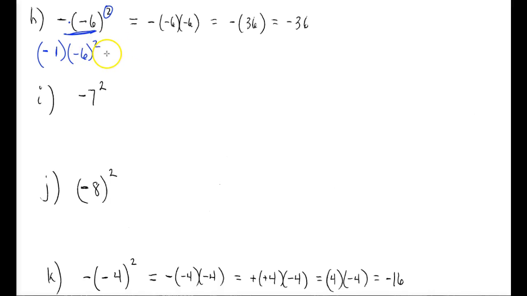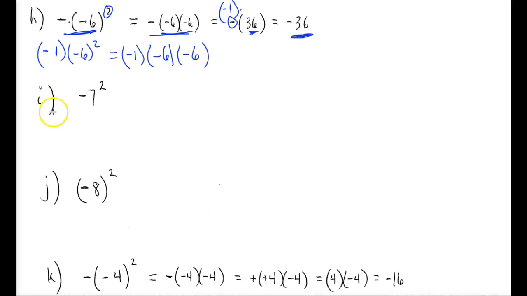If we write this all out, this looks like -1 times -6 squared, and -6 squared is -6 times -6. So that's why it looks this way up here. And of course, we know that a -6 times a -6 is a positive 36. That negative that's there is understood to be a -1 times the 36, and that's why we get -36 as our answer.